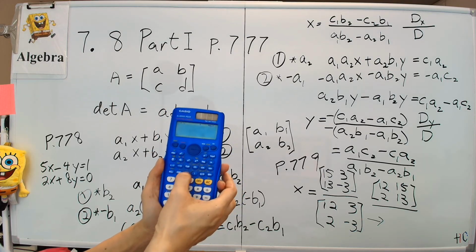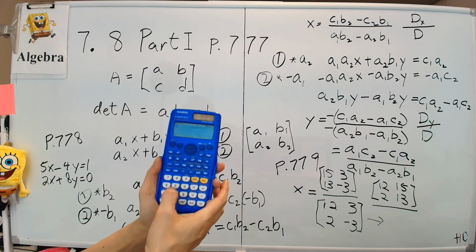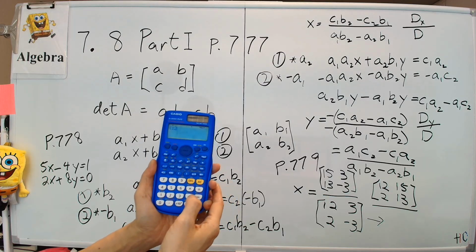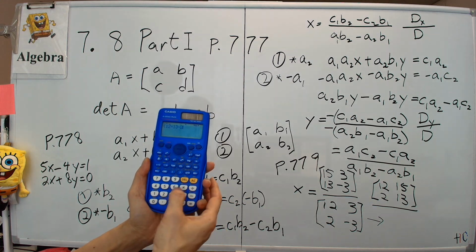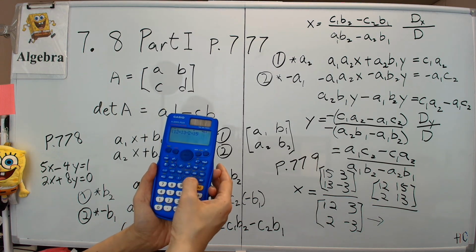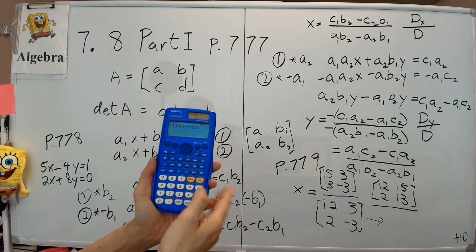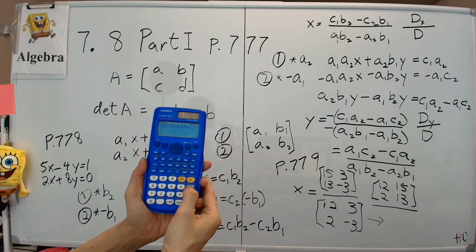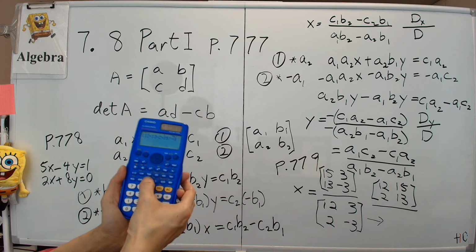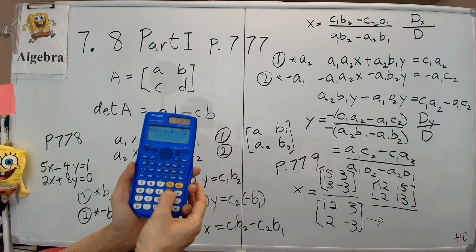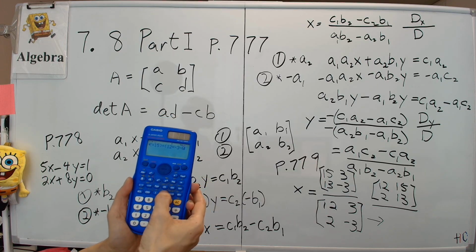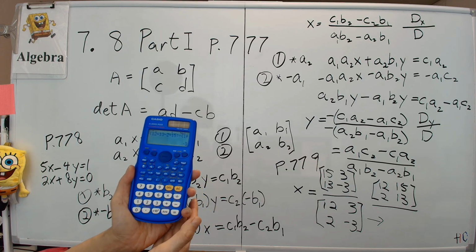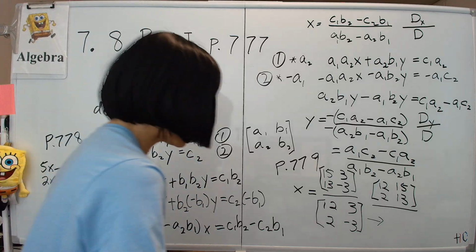Okay, so again, parentheses, very important. 12 times 13 minus 2 times 15, which is just 30. And then close parentheses. Okay, that's everything on top, divided by that same thing. 12 times negative 3 minus 6. 2 times 3 is 6. All right. I got minus 3. So let's see if that's right.